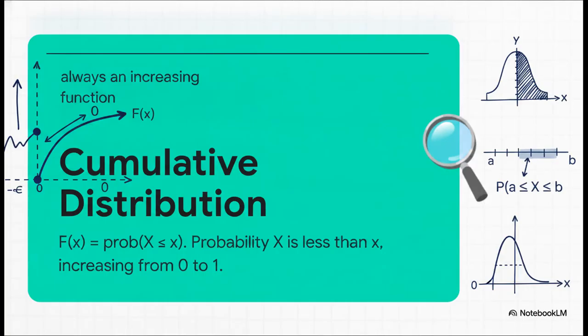Now that we've got the ground rules, let's look at the cumulative distribution function, or the CDF. This is what anchors a random variable to a definite probability range. F of x represents the strict, hard probability that our variable x is less than or equal to a specific value, lowercase x. And since it's cumulative, it's always an increasing function. It climbs from exactly 0 at negative infinity all the way up to a perfect 1 at positive infinity.